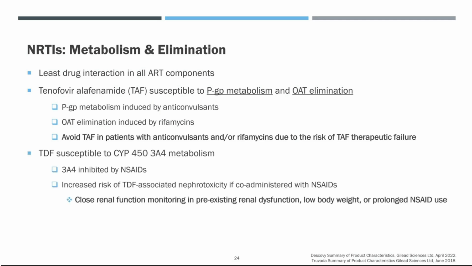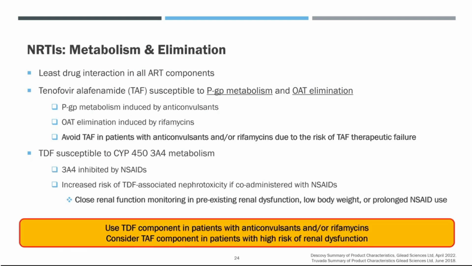TDF has its own issues since it is susceptible to 3A4 metabolism. And so one of the common 3A4 inhibitors is NSAIDs. So when you're using TDF with NSAIDs, there will be an increased risk of TDF-associated nephrotoxicity if the co-administration with NSAIDs is for a long period of time. So if you have a patient who's taking NSAIDs with TDF and TDF is completely necessary, then make sure to closely monitor for their renal functions, especially in patients who already have pre-existing conditions such as renal dysfunction, low body weight, or those who will be taking prolonged NSAIDs.